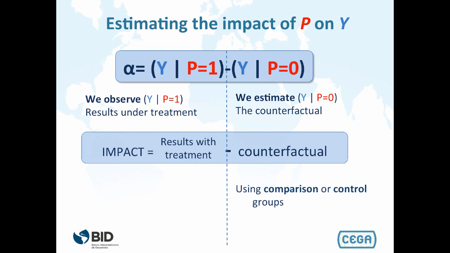So, how then do we estimate the impact of the program P on outcome Y? We observe the left hand of the screen, Y conditional on P equals 1. That's the result with the treatment. And we have to estimate the right hand of the screen, what would have been the outcome had P equals 0, not having the program. That's called the counterfactual. We'll estimate the counterfactual by using the outcome of a comparison or control group.